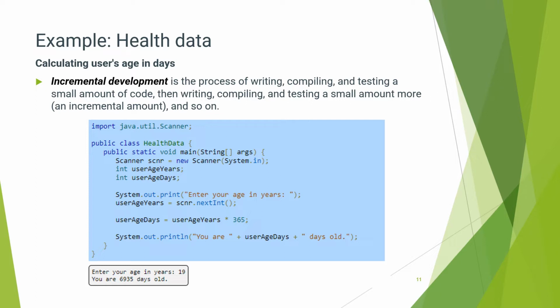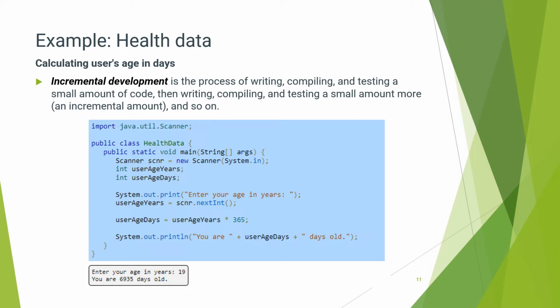on and so further. So if we practice doing this, if there is a small error in a small piece of code, it is easy for us to rectify rather than debugging the entire large amount of code at one stretch. And coming to the example over here, health data, as we said, we are calculating the user's age in days. So we have used the Scanner class, and we have declared int user age in years, user age in days. So now we have to System.out.print: enter your age in years.